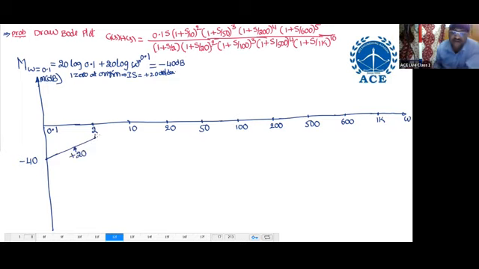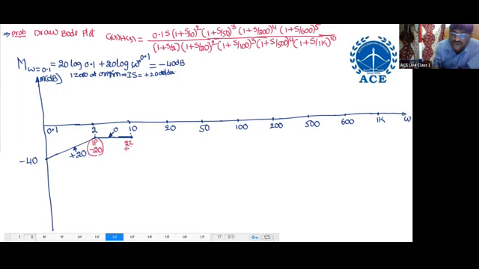The dB per decade you write by yourself. Plus 20. Now at 2 what is there? One pole. One pole means minus 20. Minus 20 plus 20 becomes 0. So now draw a line with 0 slope. Next, at 10 what is there? 2 zeros.